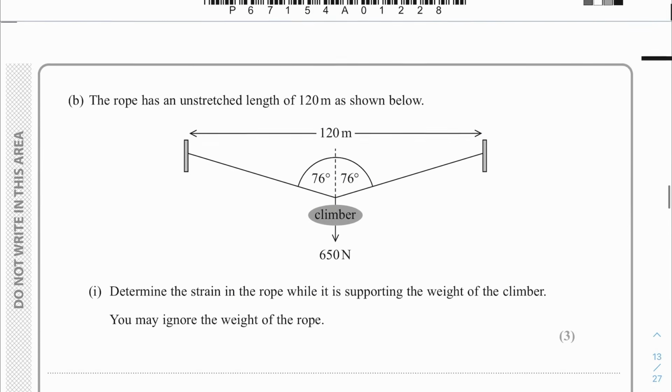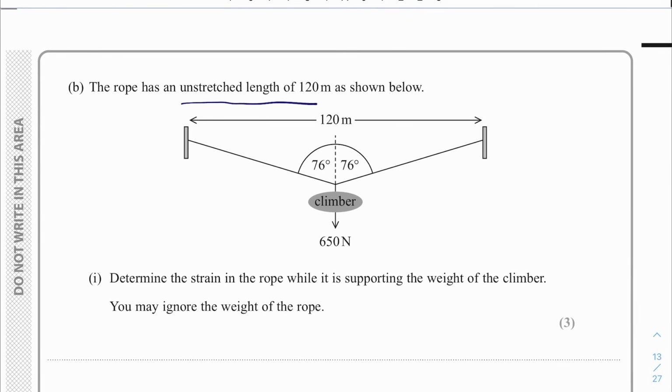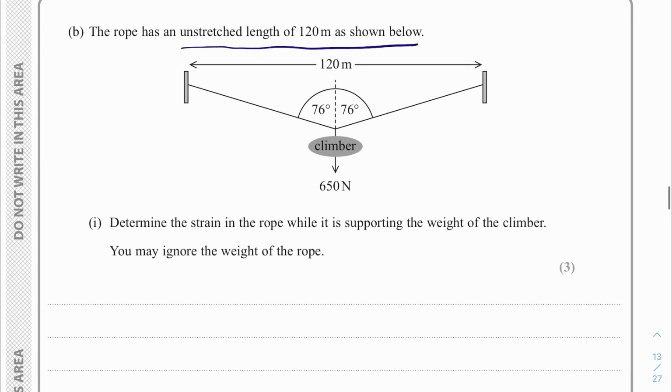Let's move on to part B. So the rope has an unstretched length of 120 meters. Okay, unstretched length, that's good. Then they tell us, determine the strain in the rope while it is supporting the weight of the climber. You may ignore the weight of the rope.